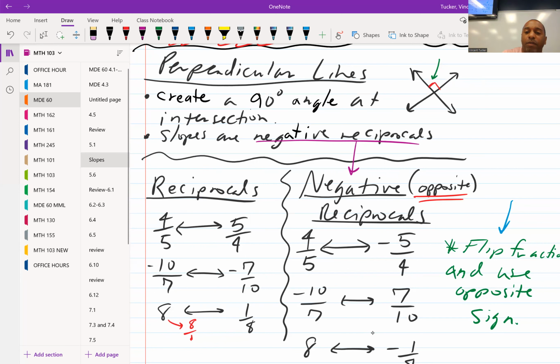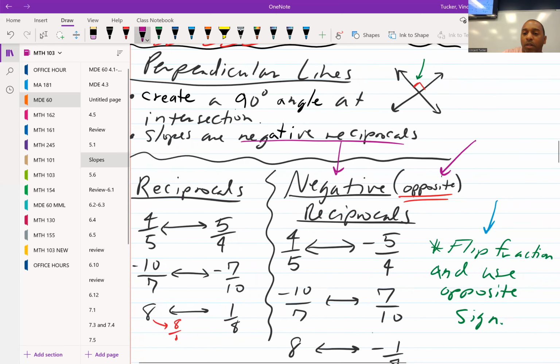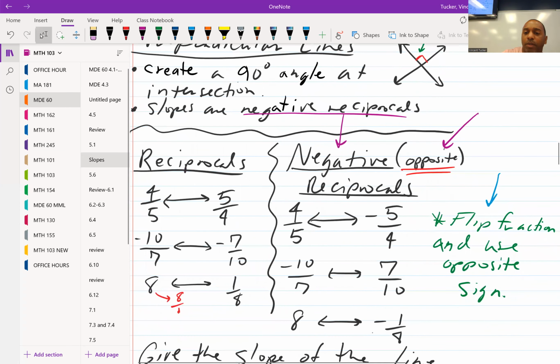But if you're talking about negative reciprocals, that means you're talking about opposite signs as well. So you see my little green statement here, you're going to flip the fraction and use the opposite sign. So if you have 4/5, that would be negative 5/4. Negative 10 over 7 would be positive 7 over 10, and then 8, you turn that into negative 1 over 8. So that's what it means to be negative reciprocal. That means you're going to flip the fraction and use the opposite sign.